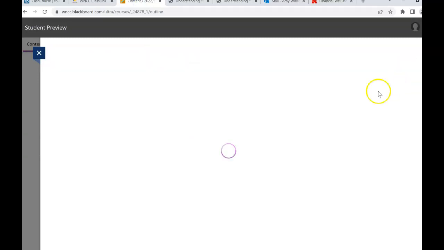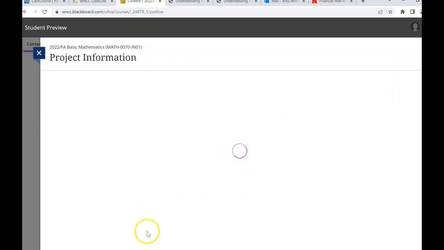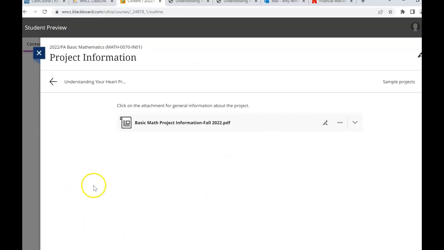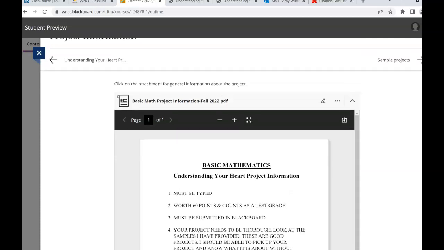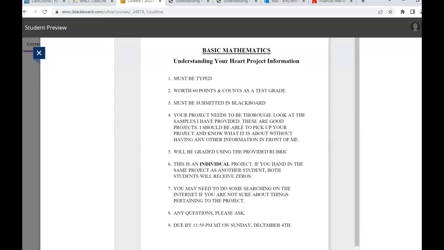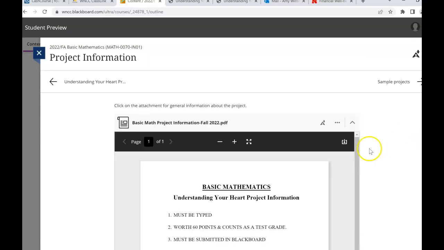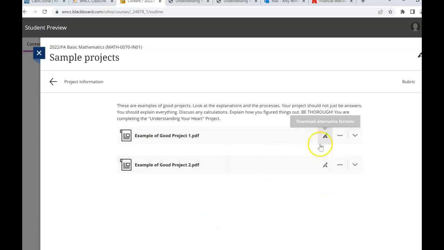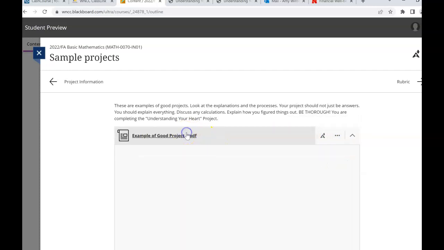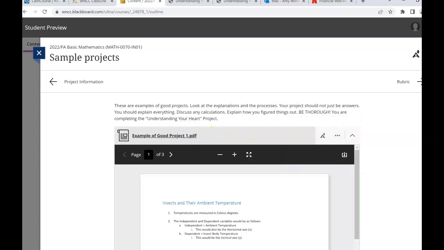All right, then we're going to go to project information. This just reiterates a little bit of what I just talked about, giving you information about the expectations for the project. It is an individual effort. If you and another student hand in the same project, you will both receive 0s. And then here's a couple of sample projects. They are not the Understanding Your Heart project, just some examples of what makes a good project.